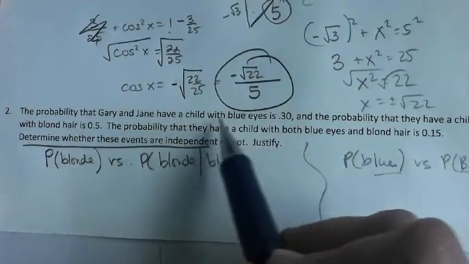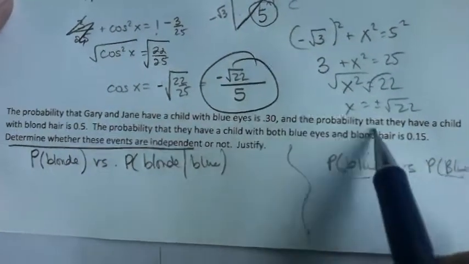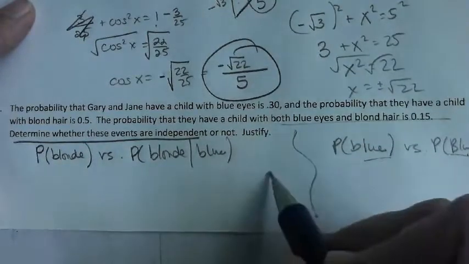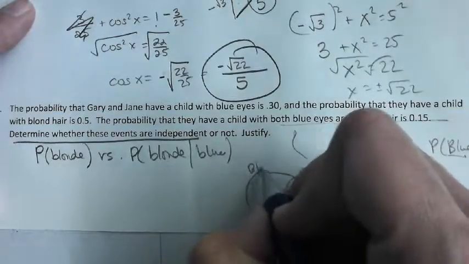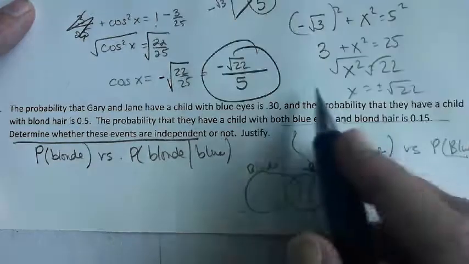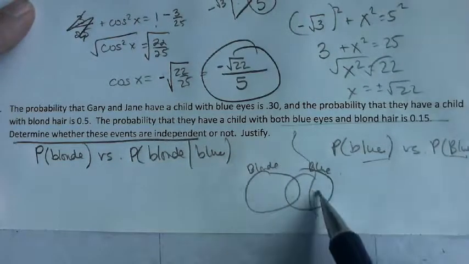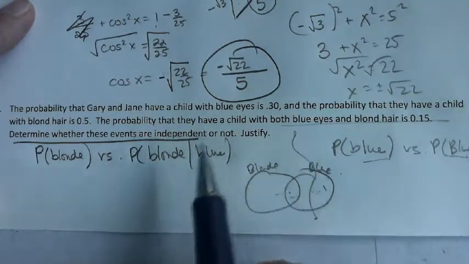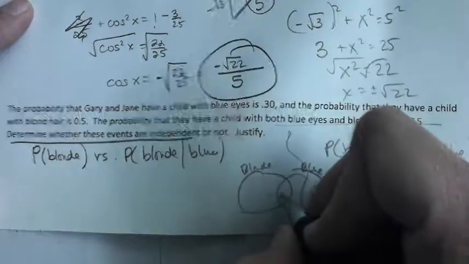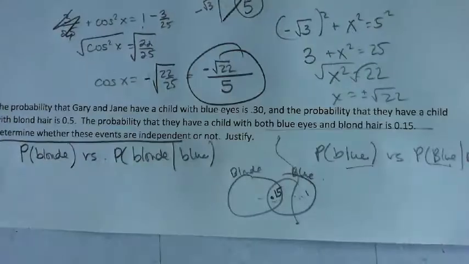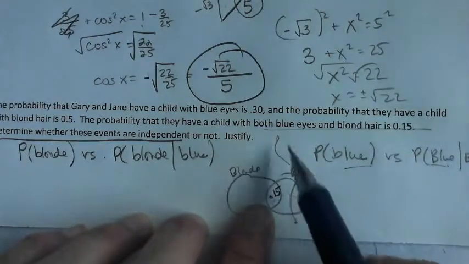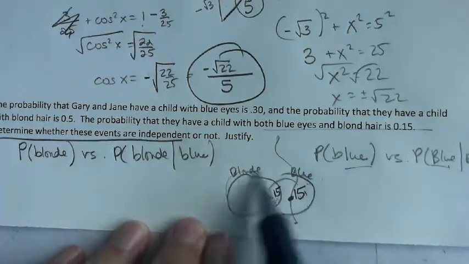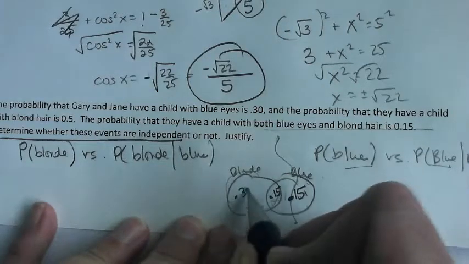The probability that Gary and Jane have a child with blue eyes is 30%, blonde is 50%, both is 0.15. This screams Venn diagram. Blonde, blue. Blue eyes is 30%, but I don't know yet how that 30% is split up. Blonde is 50%, and I don't know how that's split up. But with both being 0.15, it's an easy one where I can figure out the rest of the blue. If that has to get up to 0.30, then that alone has to be 0.15. If blonde has to get up to 0.50, that has to be 0.35.